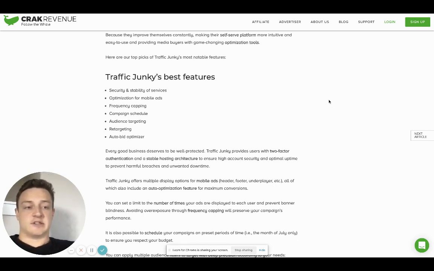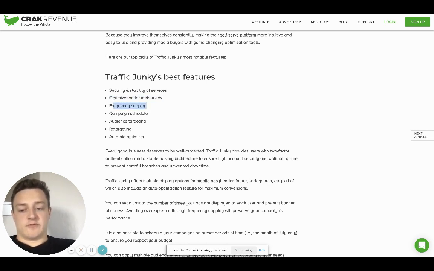You can add funds into TrafficJunky super easily. There are multiple ways to add funds. You can even use cryptocurrency to add funds too. Now these are their best features: security and stability of their services, and optimization for mobile ads, which is great.